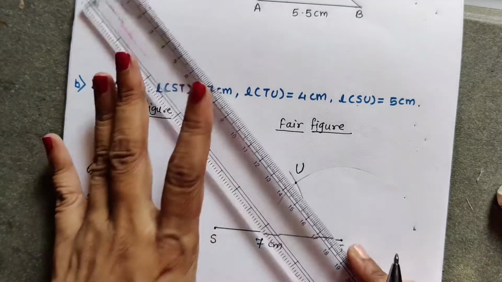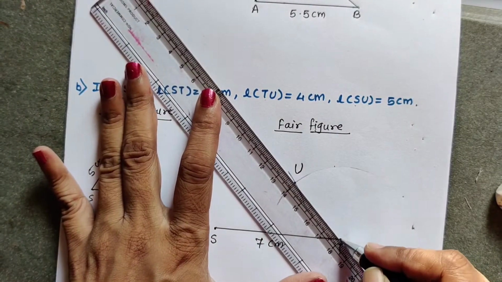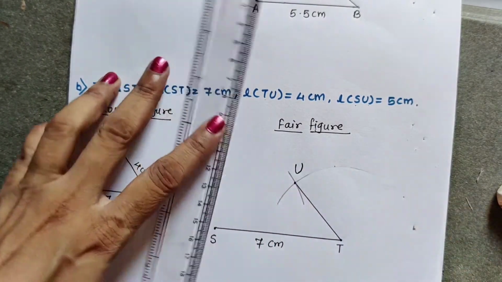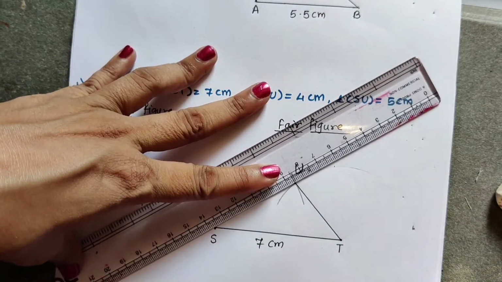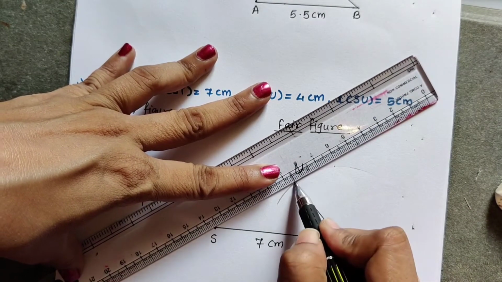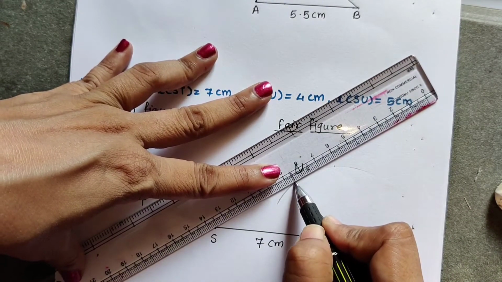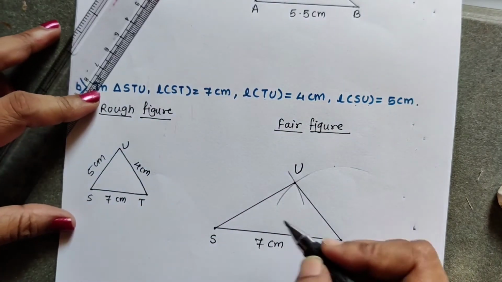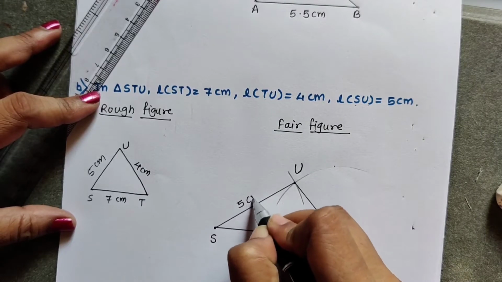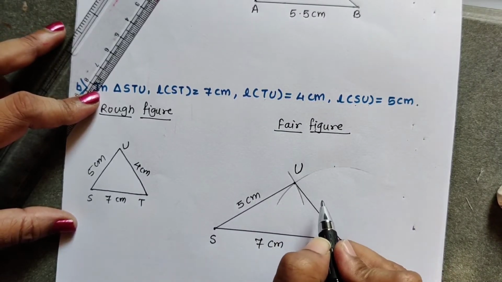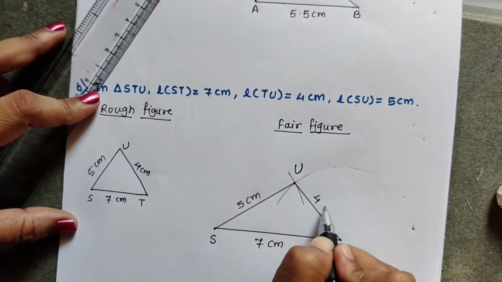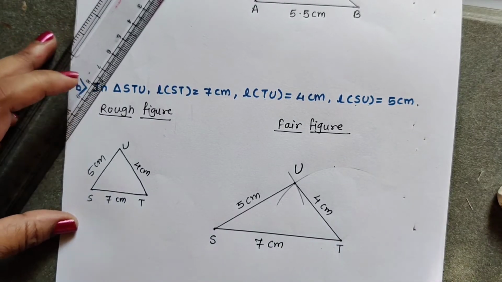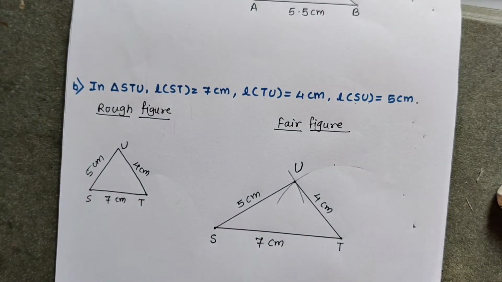We can join U with T, and we can join S with U, SU. So SU is 5 centimeter and TU is 4 centimeter. And this way we can draw a fair diagram of this rough sketch.